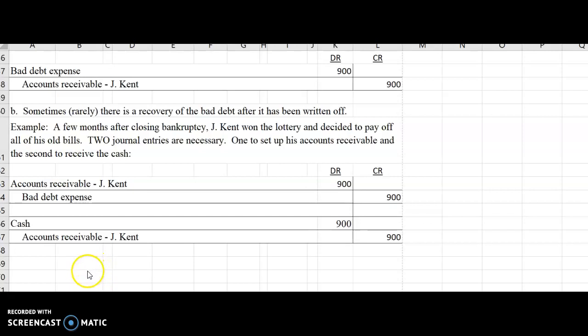When we come back in video number 3, we'll talk about the allowance method. The allowance method is prescribed by generally accepted accounting principles, and we'll talk about it.